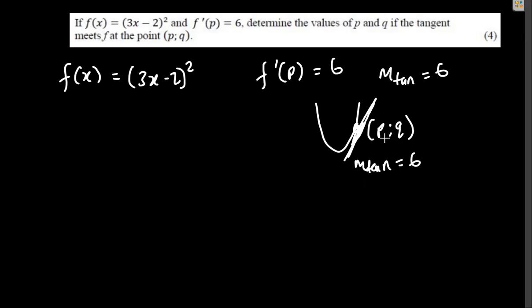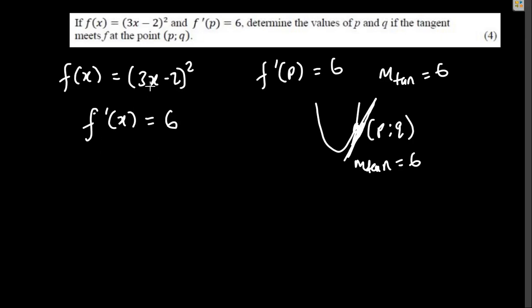How would we get p and q? That is exactly the same question we did before. Remember, we had a tangent passing through a point and we had x and y. We didn't know x, we didn't know y. We only knew the gradient of the tangent. How did we find the x value? You find the derivative of f, and then you equate that derivative to 6. Then you want to know at what x value we have the gradient of the tangent to be 6.